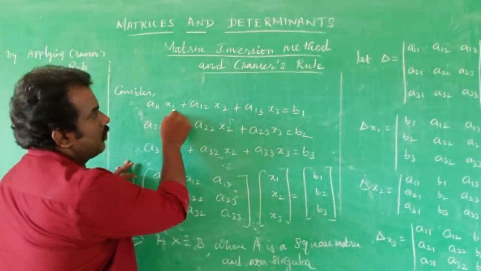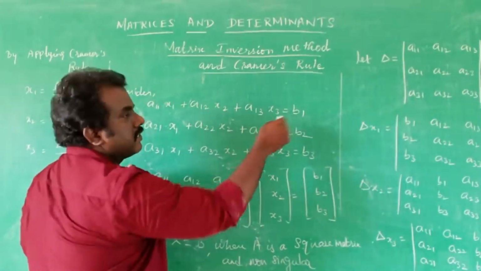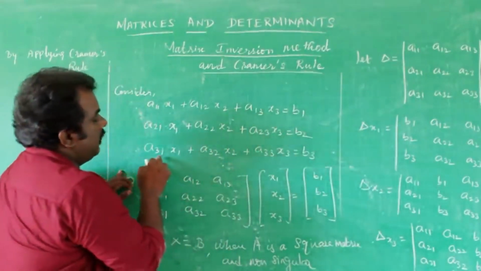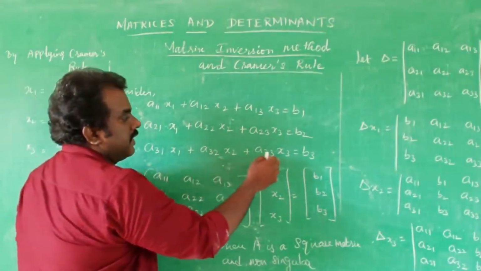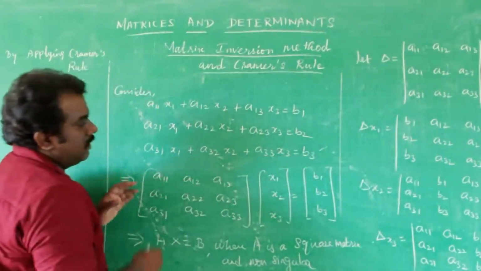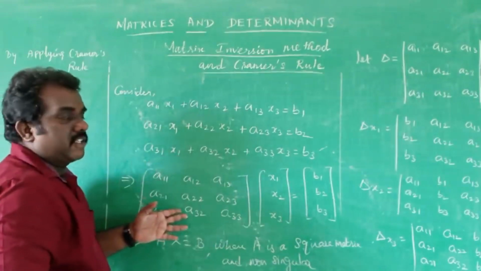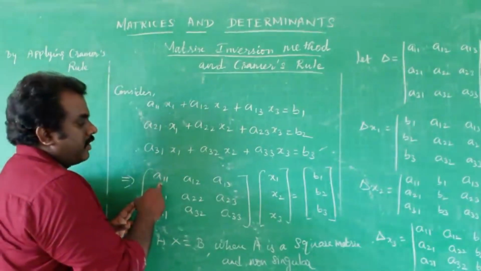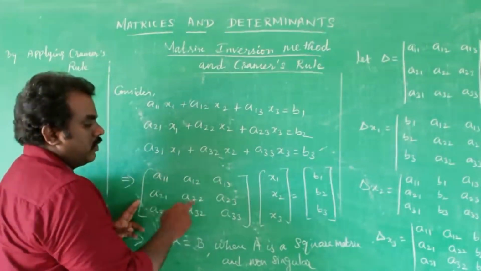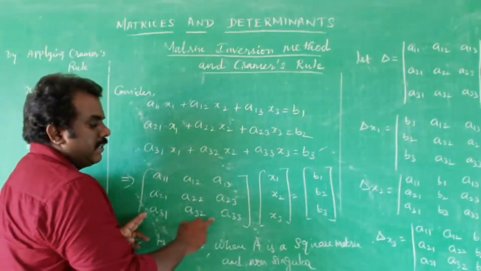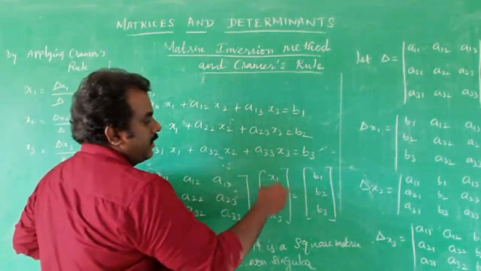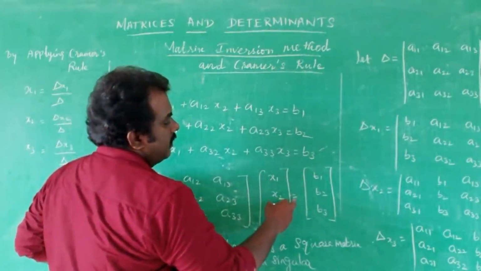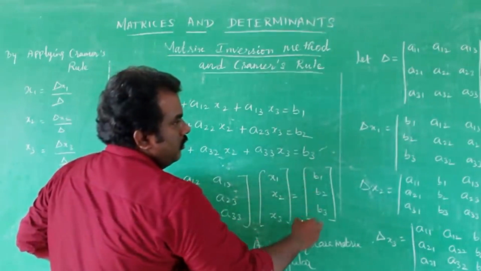The system of equations: a11x1 plus a12x2 plus a13x3 is equal to b1, a21x1 plus a22x2 plus a23x3 is equal to b2, a31x1 plus a32x2 plus a33x3 is equal to b3. The above system can be written in the matrix form, that is the square matrix, the coefficient matrix a11, a12, a13, a21, a22, a23, a31, a32, a33 multiplied with the unknown matrix x1, x2, x3 is equal to b1, b2, b3.